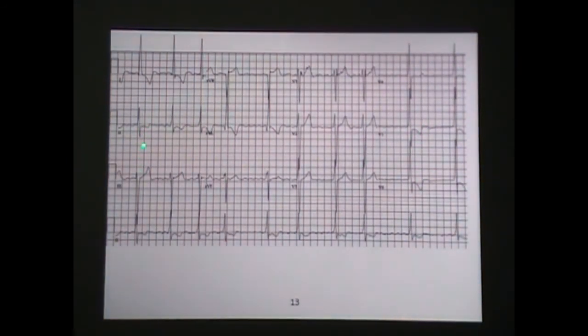But when I look at 2, 3, AVF, I see some elevation here, but I don't see it in concurrent leads. And here, if I look at the isoelectric line and try to find my J point, there's nothing really impressing me. So I'd say AFib with the left ventricular strain pattern. Okay?